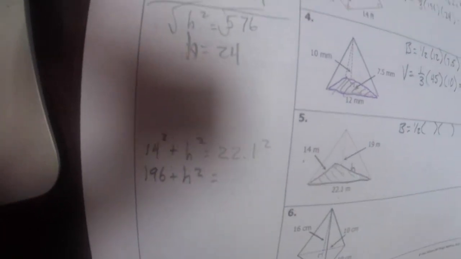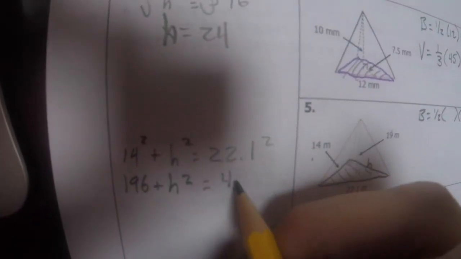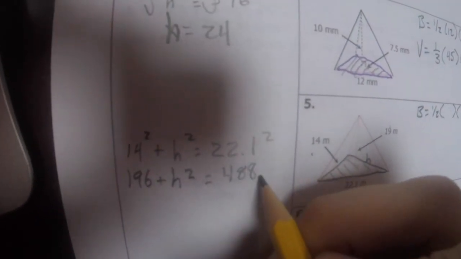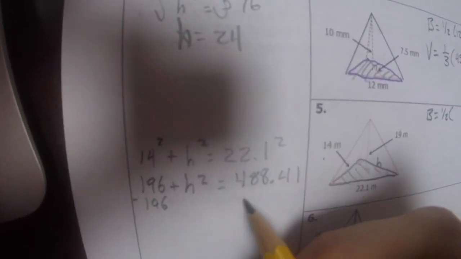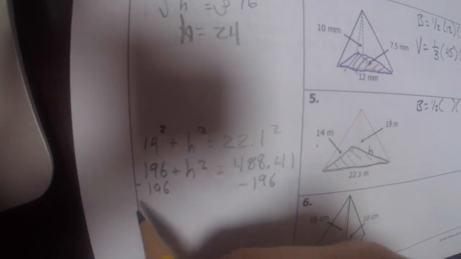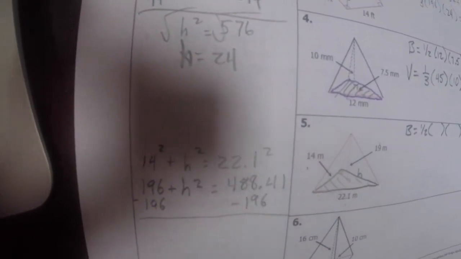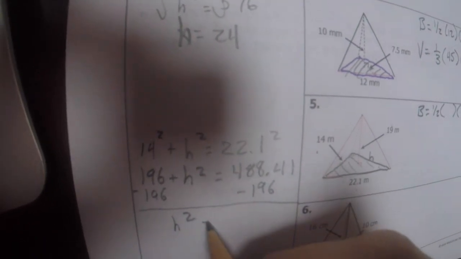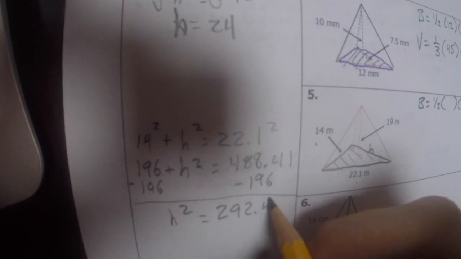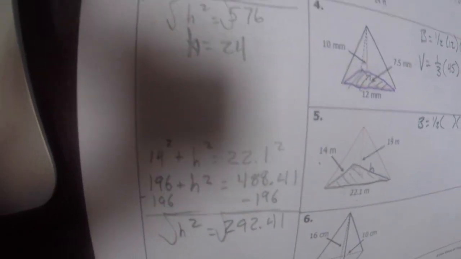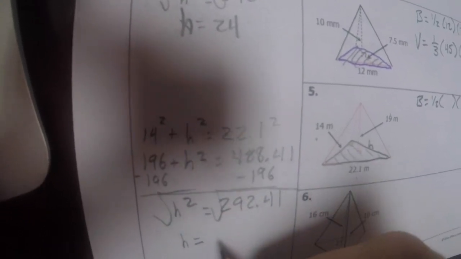Cannot do 22.1 squared in my head. That's 488.41. I'm going to subtract 196 from both sides, and I get h squared equals 292.41. And then last but not least, take the square root, and I get that the height of that triangle is 17.1.